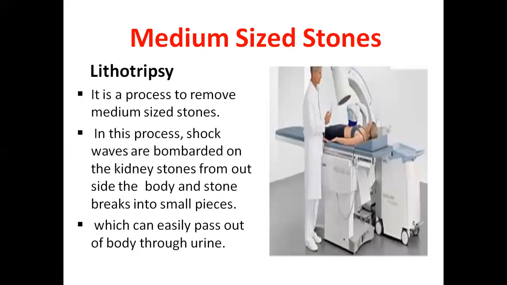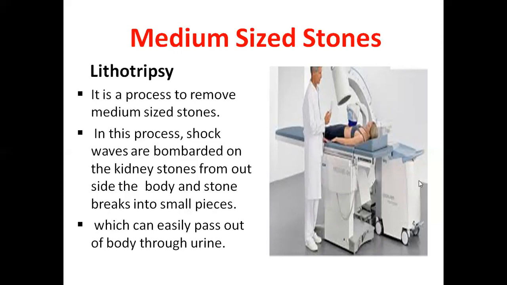Now, how are medium-sized stones treated? Medium-sized stones are treated through a specific process termed lithotripsy. Lithotripsy is a process in which shock waves are bombarded onto the kidney stones from outside the body, and these shock waves break the stones into small pieces, and these small pieces of the stones are now able to move out of the body through urine, definitely by drinking a large amount of water here as well.